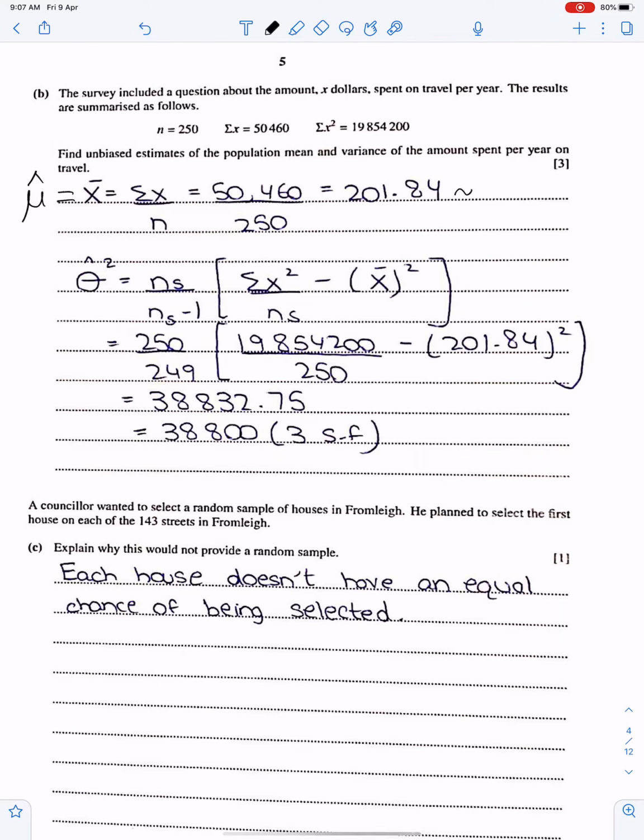And here you should give your answer in this way, 202, 3 significant figures. And in later parts, use this number or this number.